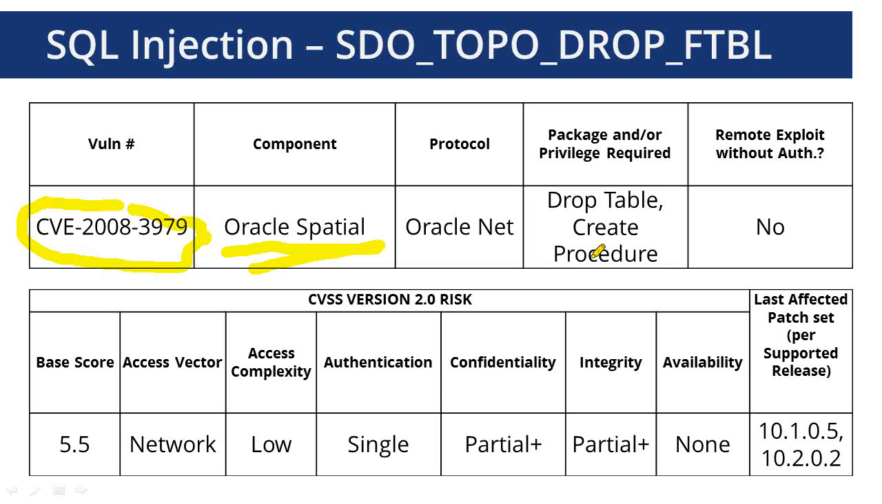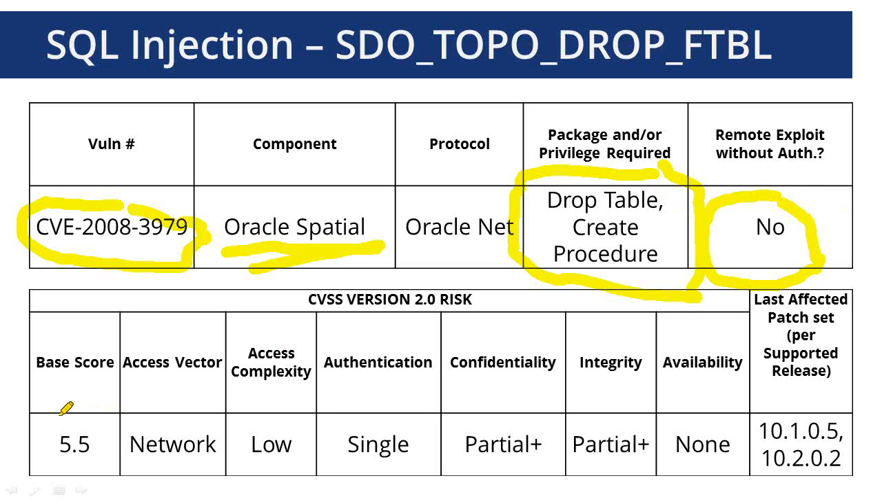The biggest piece of information you need to look at is what packages and privileges are required. This vulnerability requires a few more privileges than the standard create session, in this case drop table and create table. I picked this vulnerability, one of the reasons being that it was a cool little trick that it uses to exploit the database. The other area is whether it's remotely exploitable without authentication. Again, this is the number: 80% of the security bugs related to Oracle require authentication, so I have to be able to sign into the database.